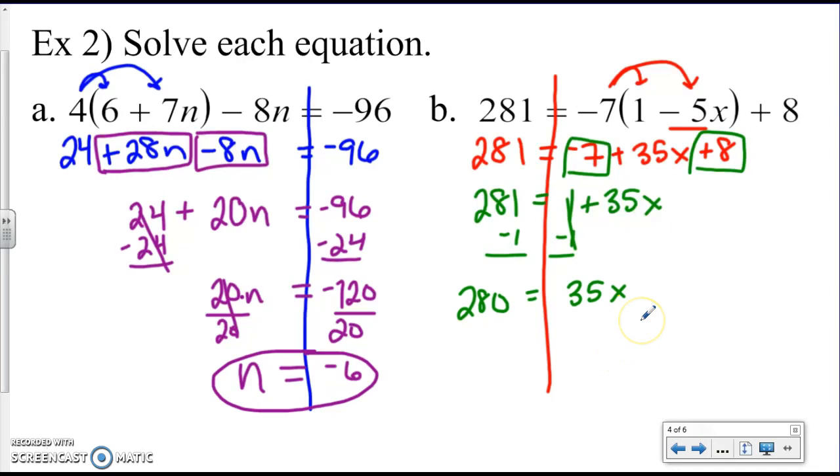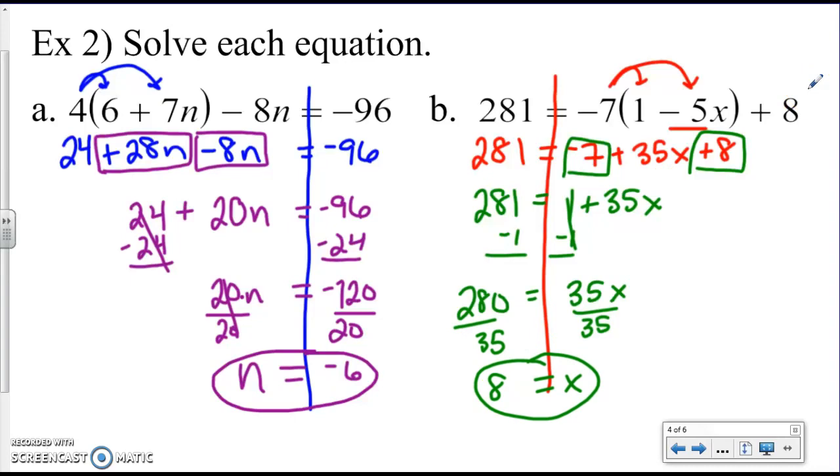Okay, final step. Because my x and my 35 are right next to each other, that means I need to divide, not subtract. So we're going to divide by 35 on both sides. Type that in your calculator, and 280 divided by 35 gives us 8. So we get 8 equals x for our final answer. Again, to check it, plug it in, type it in your calculator, make sure your answer is 281 when you plug in your 8.